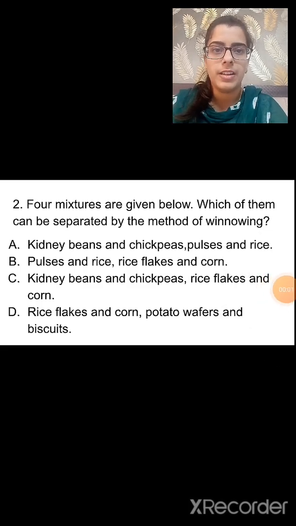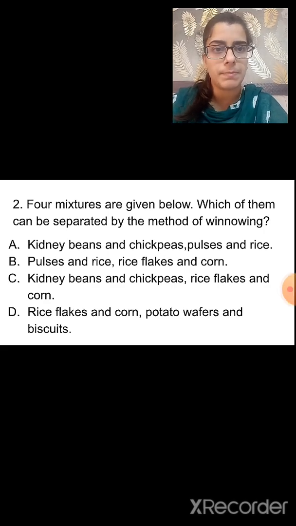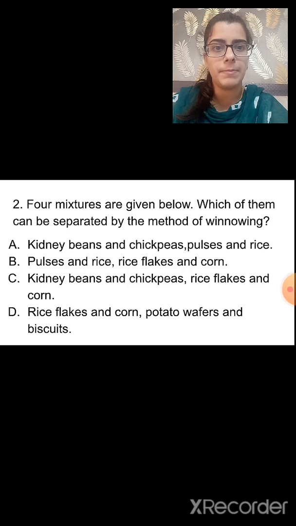The winnowing method is used for the separation of heavier and lighter components that are present in the mixture with the help of the wind or by blowing air. So what do you think would be the mixture which could be separated by using the winnowing method? The correct option will be option D, that is rice flakes and corn, potato wafers and biscuits, because rice flakes are lighter than the corn and potato wafers are lighter than the biscuits. Therefore, they can be separated by using the winnowing method.